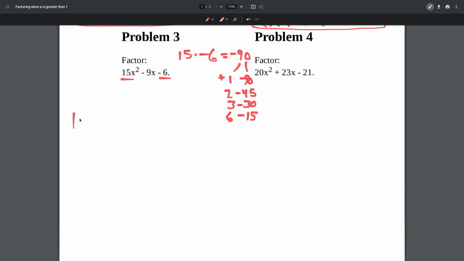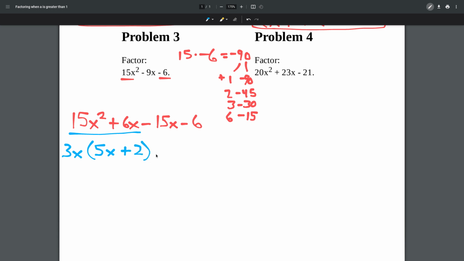So I'm going to rewrite this as 15x squared plus 6x minus 15x minus 6. Okay, so now what we want to do is look at the first two terms, this 15x squared and the 6x, and factor out the greatest common factor, which in this case will be 3x. So we're going to take 3x out. So 3x times 5x gives us 15x squared, and 3x times 2 gives us 6x.